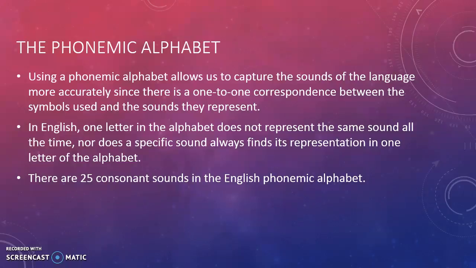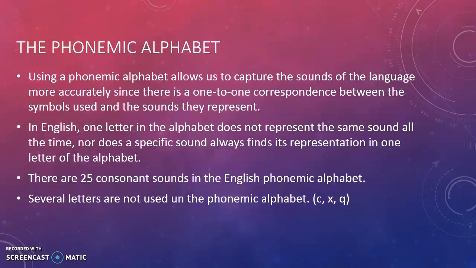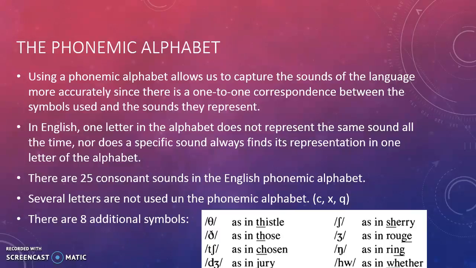There are 25 consonant sounds in the English phonemic alphabet, and several letters are not used in this phonemic alphabet: the C, the X, and the Q, which are made by combining other sounds, and there are 8 additional symbols representing these sounds. And you see them there. The TH sound, both of them, the ch, the j, the sh, the zh, and the nasal N, and the HW.